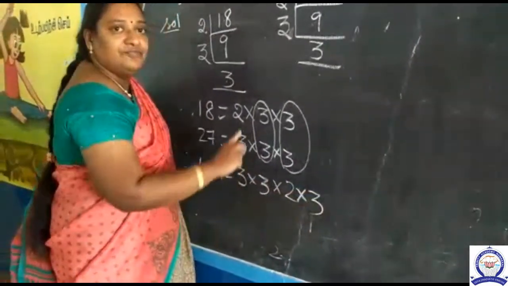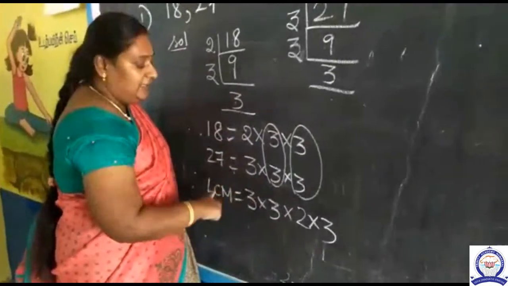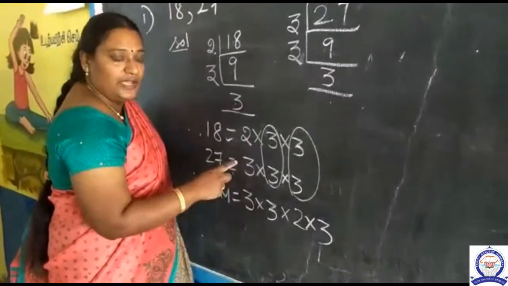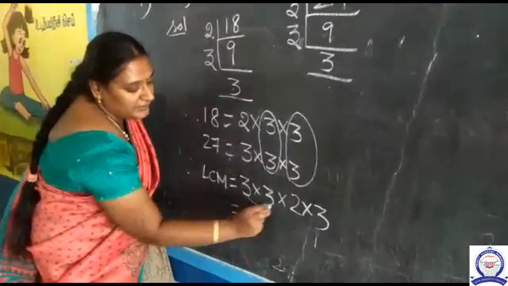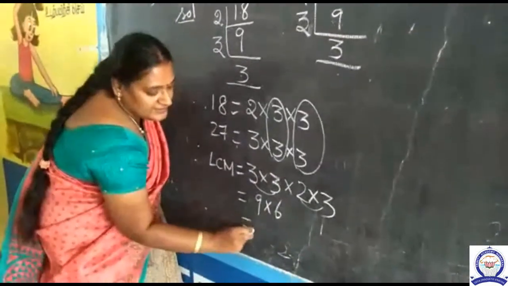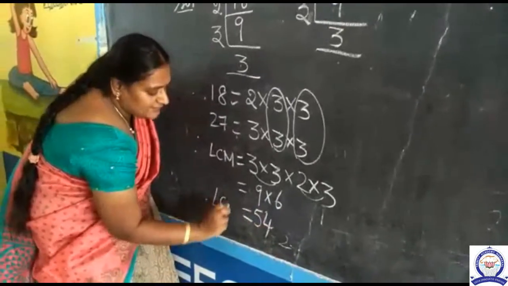But in HCF, we won't multiply the remaining digits. But in LCM, we have to multiply 2 and 3 also. That is equal to 3 3s are 9, 2 3s are 6. So 9 6s are 54. This is the LCM.